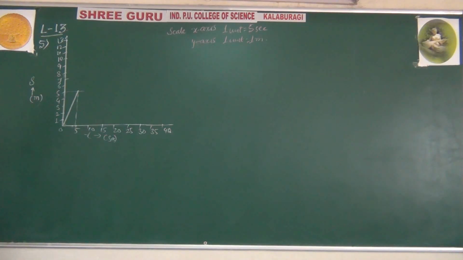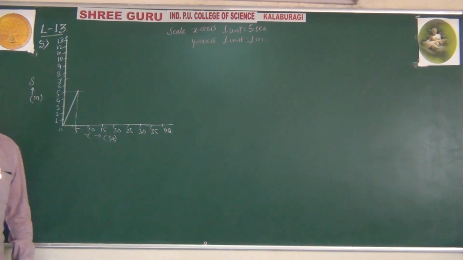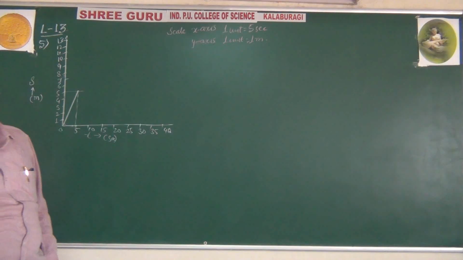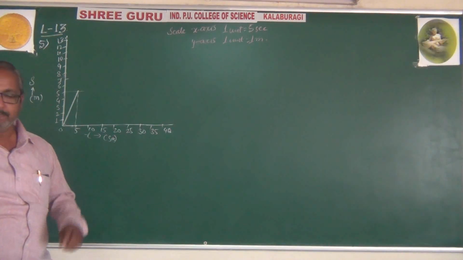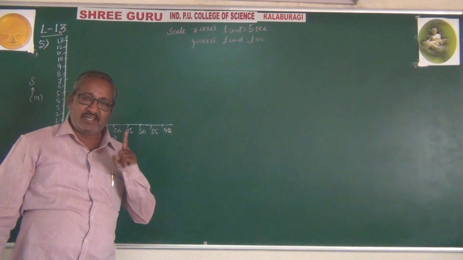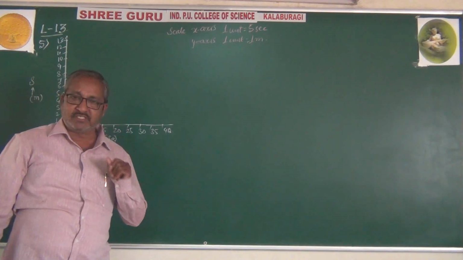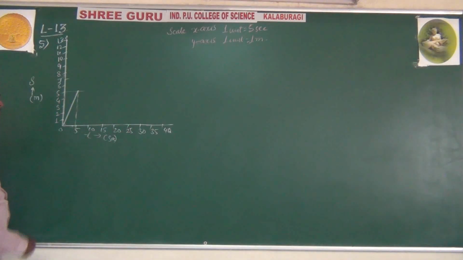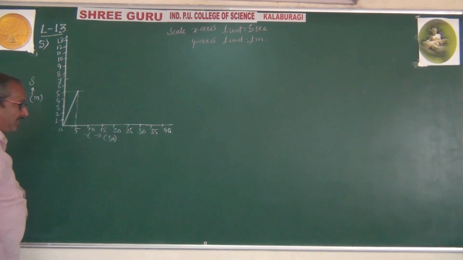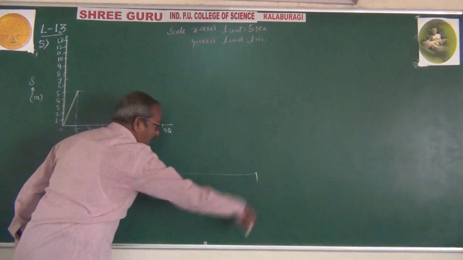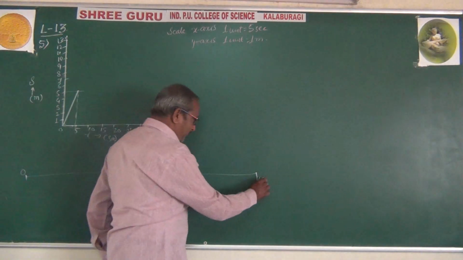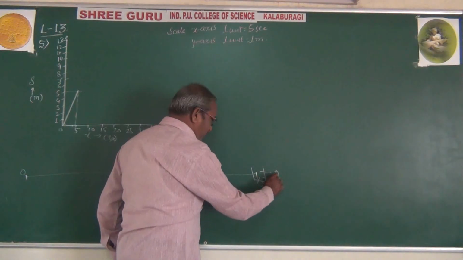Then after that he will come back 3 steps. For each step he takes 1 second, so for 3 steps he will take 3 seconds. That means he is coming back by 3 steps. Here, from here to here, this is the starting point, and here will be the pit.